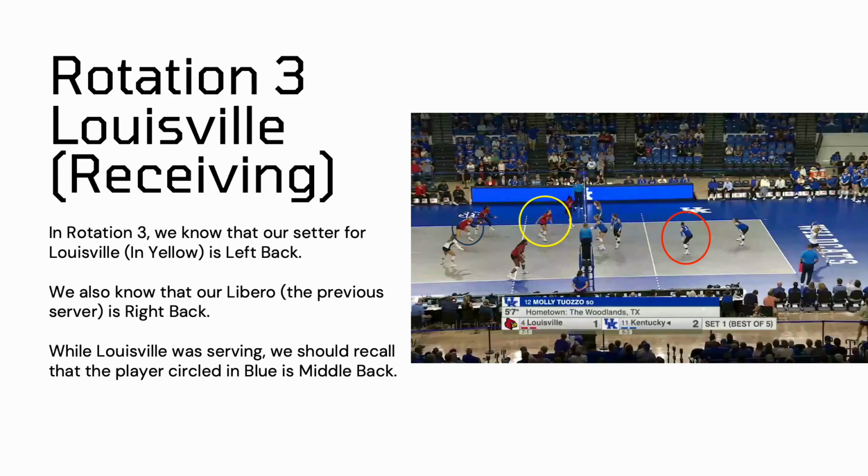Again, we know our setter in rotation 3 has to be the left back. We're keeping up with our setter for each and every rally. Our libero, who was the previous server, is our right back. While Louisville was serving, we recall that the player circled in blue is the middle back. Thus, we know our 3 back row players for Louisville in serve receive.